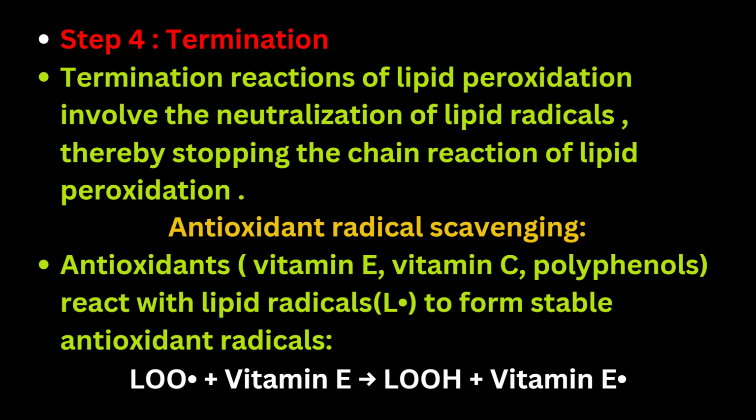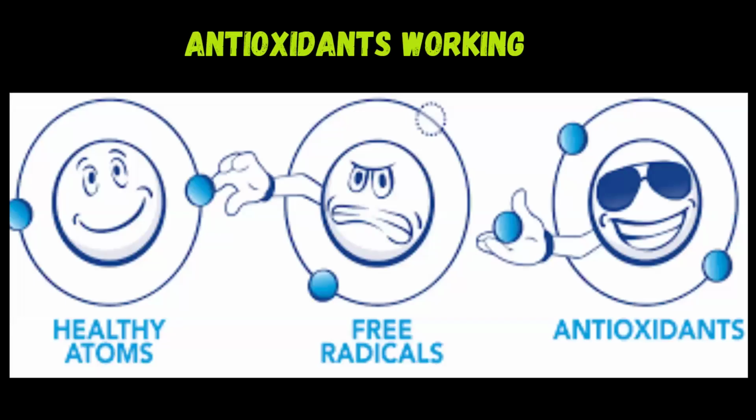The first mechanism of termination is antioxidant radical scavenging. In this, antioxidants like vitamin E, vitamin C, and polyphenols react with the lipid radical, that is the lipid free radical, to form a stable antioxidant radical, as shown in the reaction. This is the basic working mechanism of an antioxidant. These are the healthy atoms, and the free radicals take their electrons and make them unstable. But an antioxidant is rich in electrons, so it donates them to the free radical species and makes it stable.